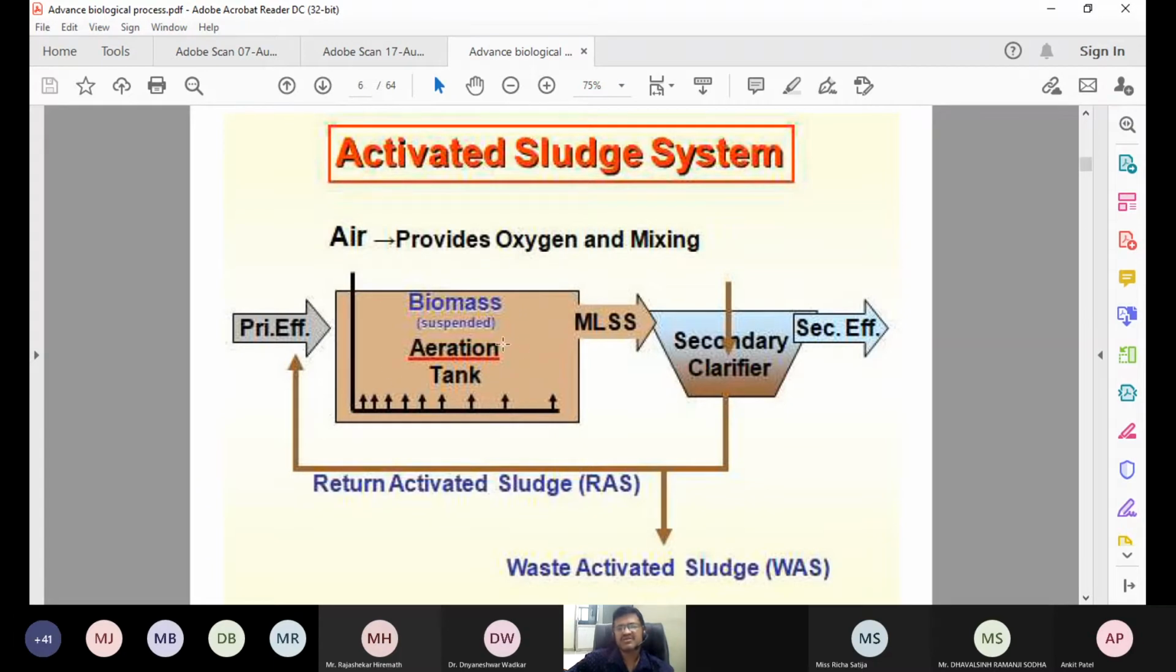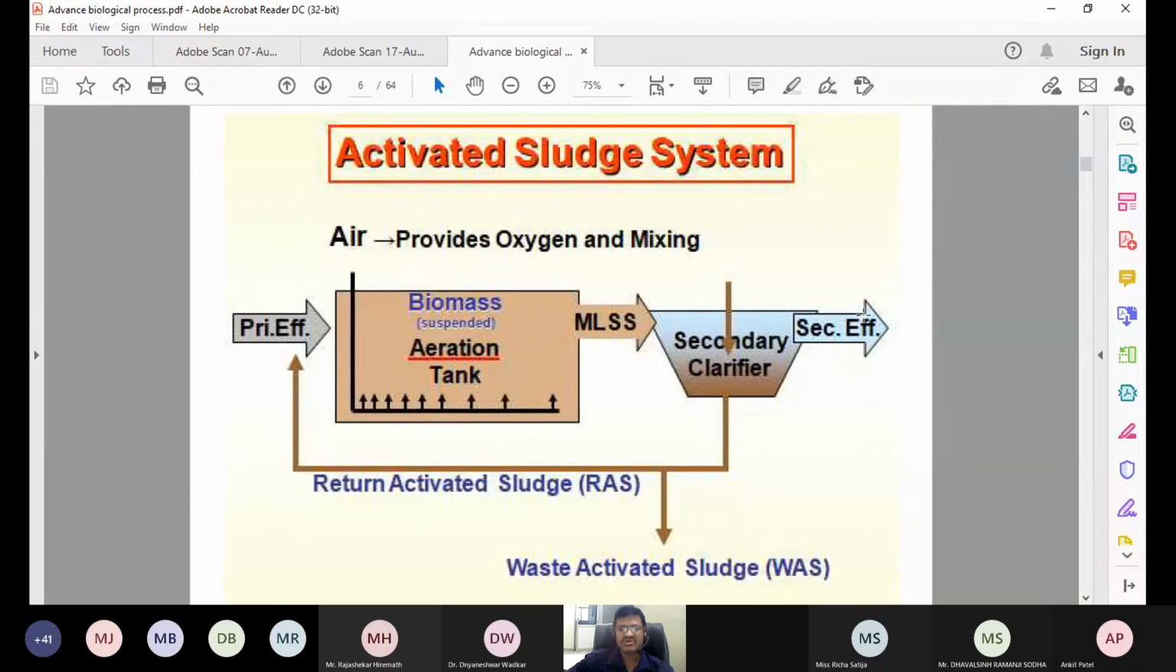Now everything is in mixed condition, and then everything will go into the secondary clarifier. In the secondary clarifier, all the bacterial sludge will settle down at the bottom, and above you will get the secondary clarifier effluent. Now the BOD of this will be less. The organic content of this secondary effluent is very less.